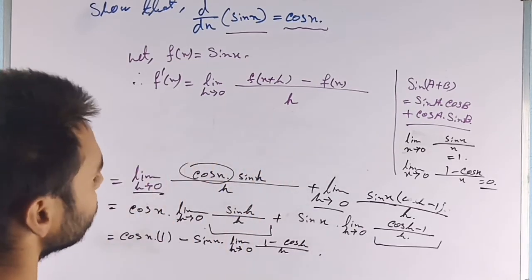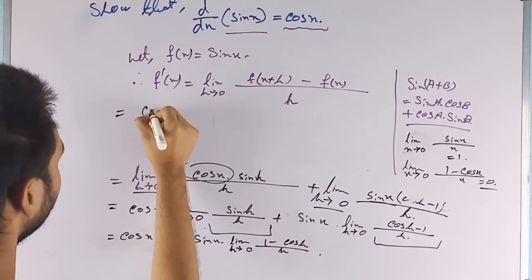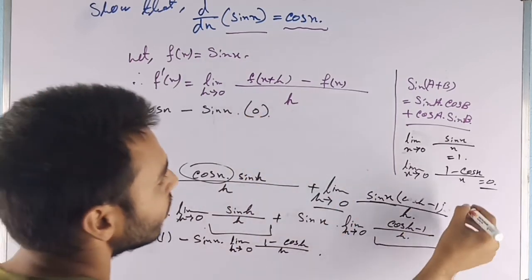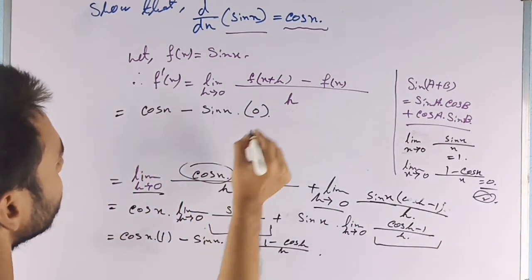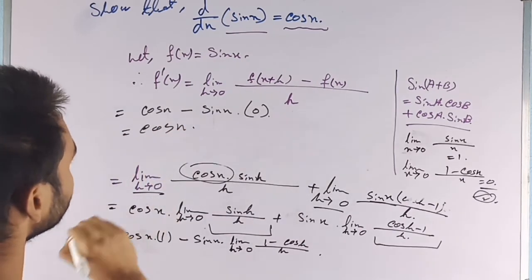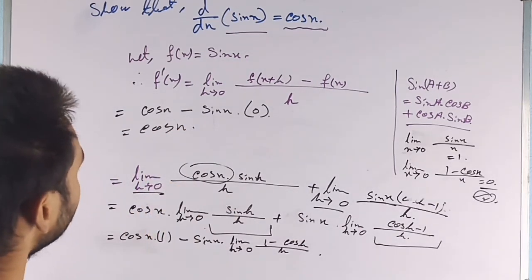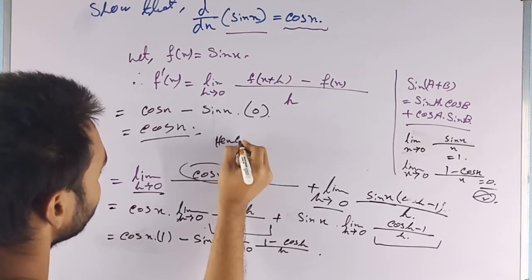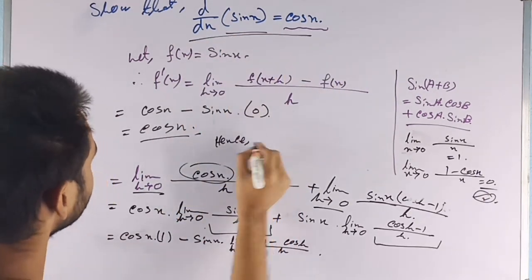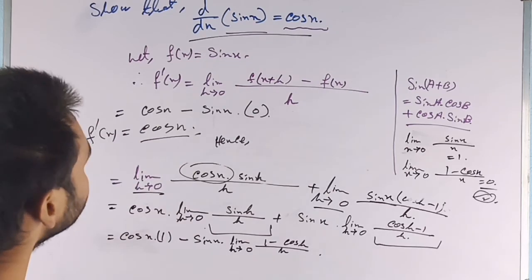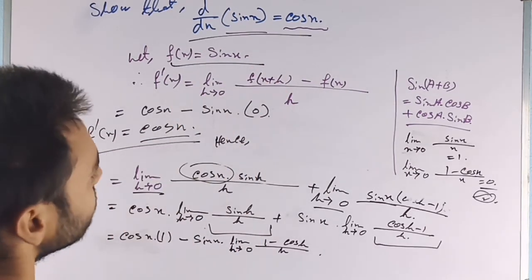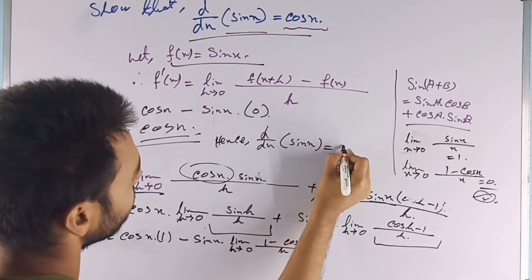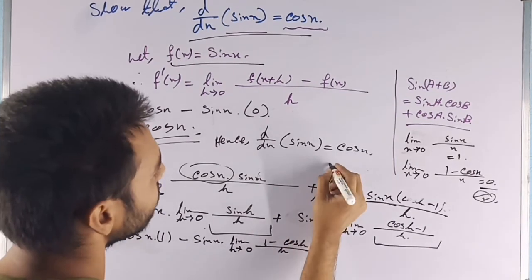So that equals cos x minus sin x times 0, which equals cos x. Hence f dash of x equals cos x when f of x equals sin x. Now d by dx of sin x equals cos x.